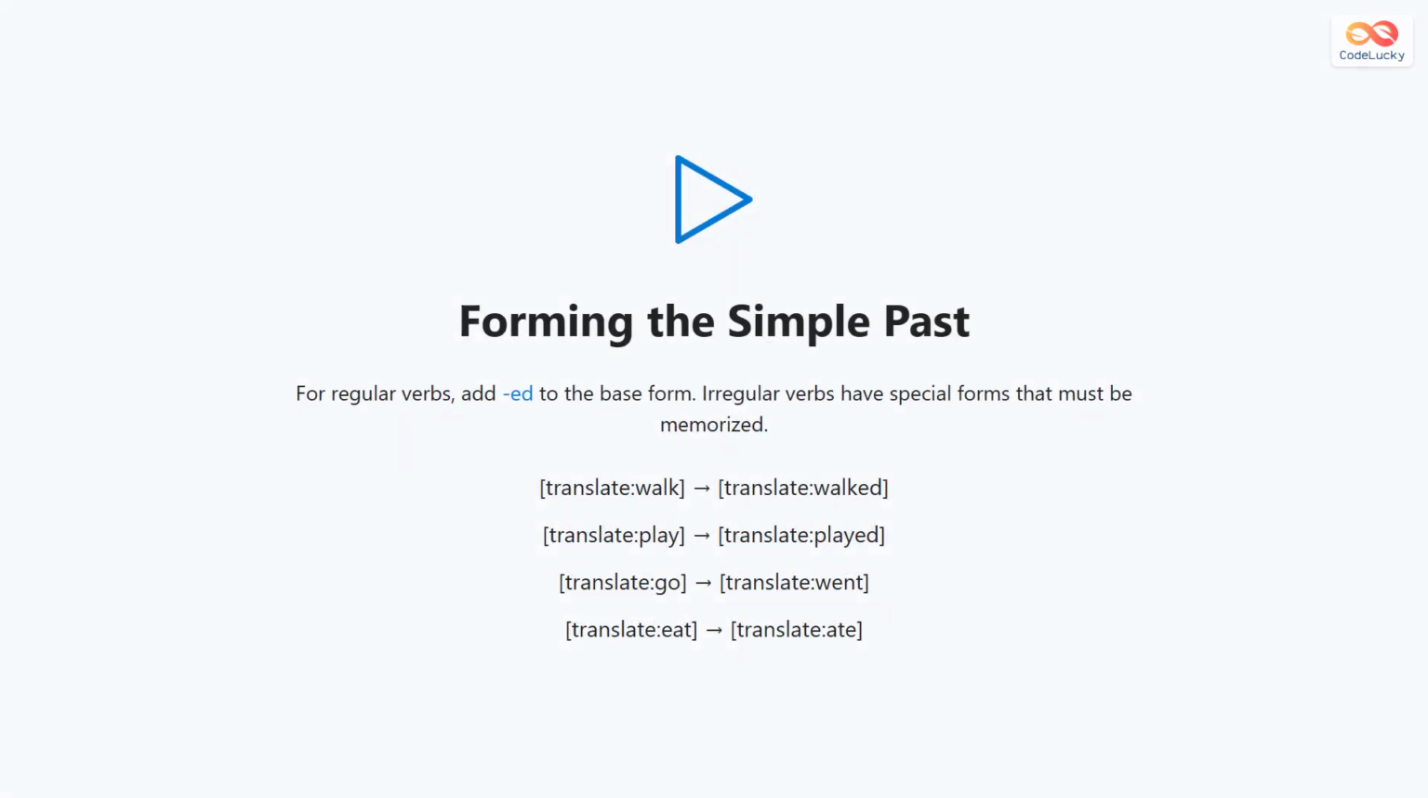To form the simple past for regular verbs, just add the ending ed to the base form of the verb. For example, walk becomes walked and play becomes played. However, irregular verbs do not follow this pattern. They have their own past forms, and these must be memorized. For example, go becomes went and eat becomes ate.